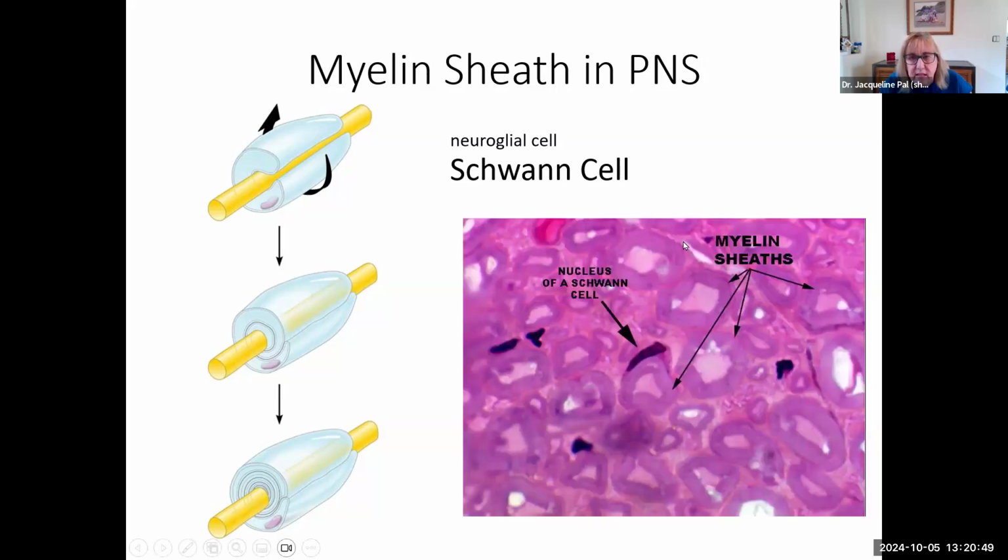And we can see this if we do a special stain of a nerve, and you can see all these different axons. That's what the pink is, the light pink. And then the dark pink is a special stain for lipids, showing all the myelin sheaths. And then the dark black is showing the nucleus of the Schwann cells.